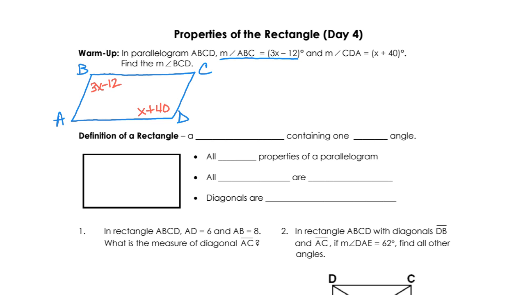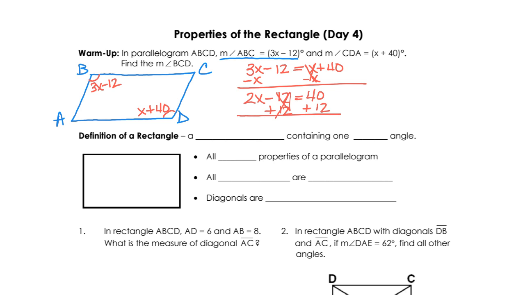All right, so before we get to that, this is a parallelogram, and we know that the opposite angles in a parallelogram are equal. So 3x minus 12 has to be equal to x plus 40. Go ahead and subtract x. We end up with 2x minus 12 equals 40. If we add 12, we end up with 2x equaling 52. And we're going to go ahead and divide by 2, and x is going to come out to equal 26.